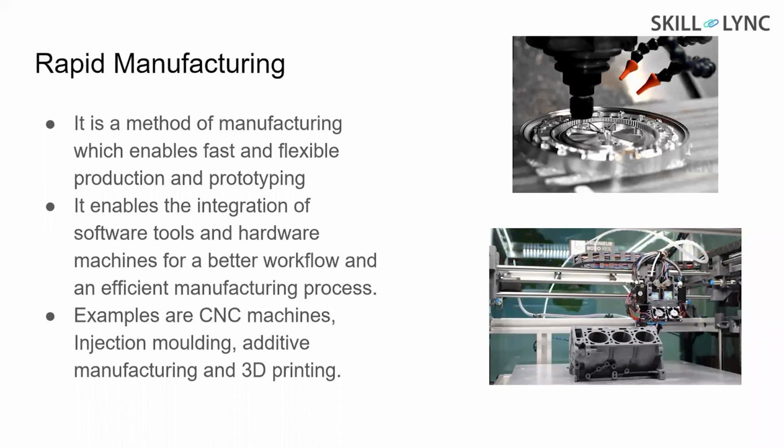Next, examples are your CNC machine and your injection molding, right? Automated injection molding in modern times. I think you have seen it maybe on the National Geographic channel. Injection molding machines are completely automated, where you see factories. So that also comes under rapid manufacturing. Next is additive manufacturing and 3D printing, right? This is one of the newest additions to these rapid manufacturing systems.